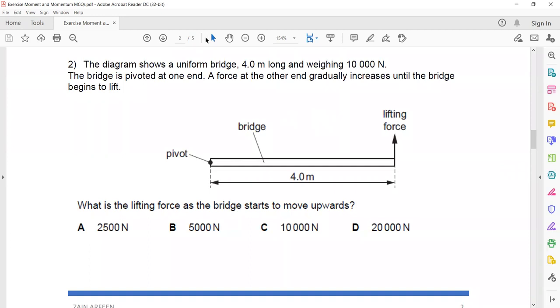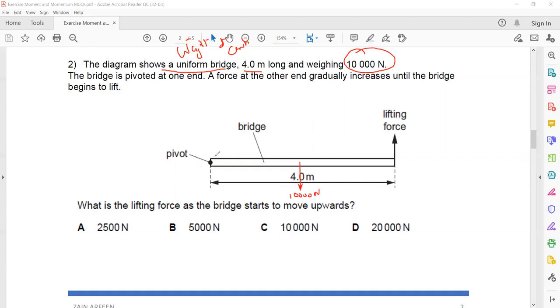In this question, the diagram shows a uniform bridge. When they use the term uniform, it means the weight is acting at the center. The length of the rod is 4 meter and its weight is 10,000 Newton. So where will the weight act? The weight will act at the center. On the other end, the force gradually increases until the bridge lifts.